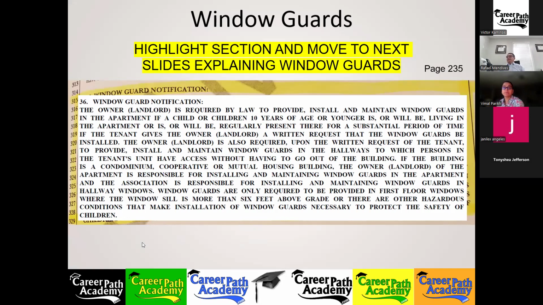You have to understand about window guards. Or you can take a screenshot of the next slide, which I'm going to go over, which I have notes, which are a little bit easier to study and understand. But it doesn't hurt. Just put a highlighted box around section 36 on that page 235 there.